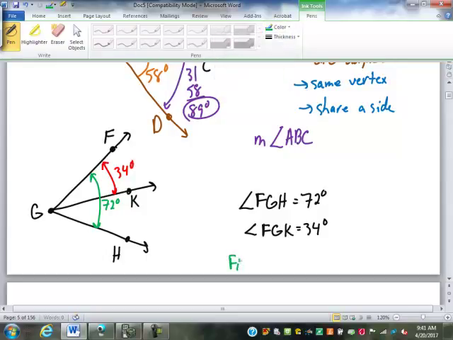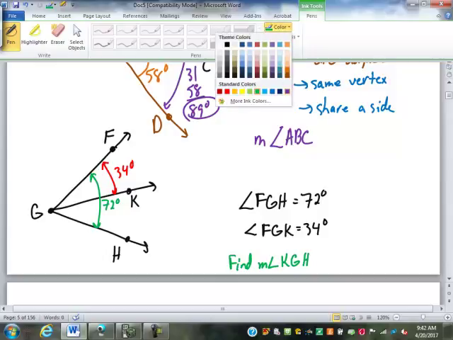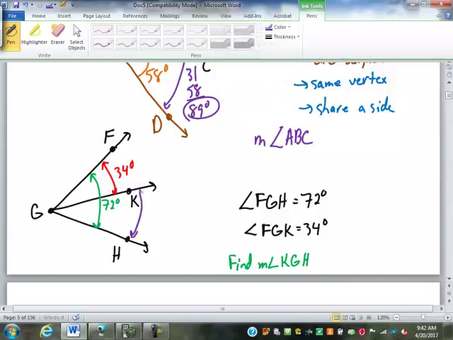And I want you to find the measurement of angle KGH. In other words, find this angle here. Well, I can subtract there instead of adding. So it's just going to be 72 degrees minus 34 degrees, which is 38 degrees. Because they're adjacent angles, they're additive and subtractive.